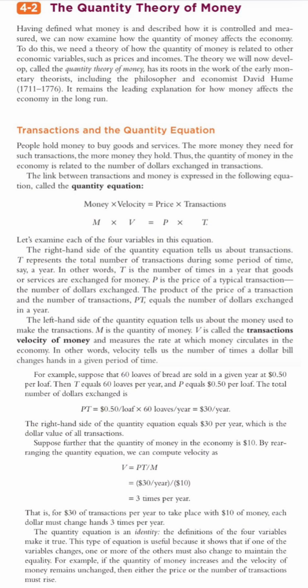The left-hand side of the quantity equation tells us about the money used to make the transactions. M is the quantity of money, and V is called the transaction velocity of money, measured as the rate at which money circulates in the economy. We still use the bread example. The right-hand side equals 50. Then the total money supply is, let's say, $25. So the velocity is easy to see: it is 2.